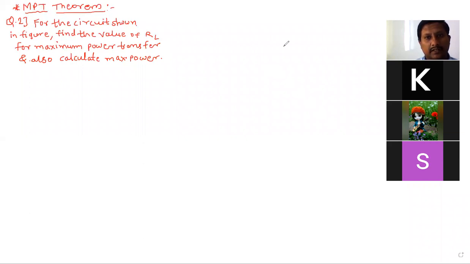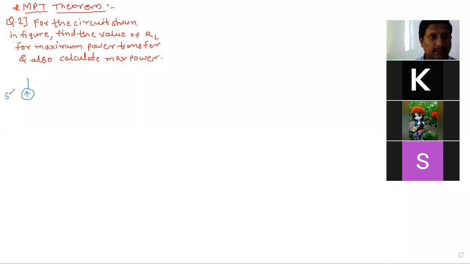Once again, read the question, everyone. For the circuit shown in figure, find the value of RL, that is the load resistor, for getting maximum power transfer from source to the load, and also calculate that P max. PL max or P max, we call it, that we have to calculate. The circuit diagram is given.